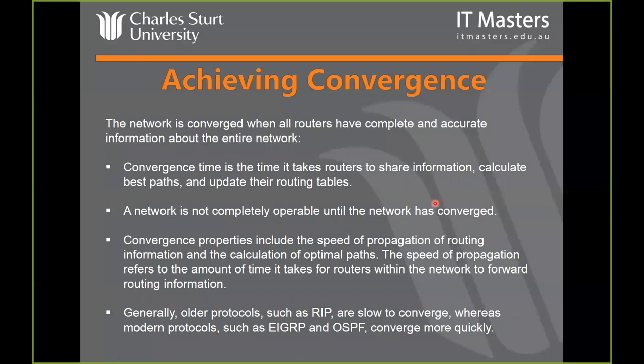So convergence is basically the time it takes for the network topology and routing tables to get to a balanced state. In other words, if you've got a network with, say, 5 routers, and you turn them all on and you configure OSPF on them all, and they're all starting to come up, they will take a time before they all have a complete picture of all the different routes and all the different information across that entire network. And that time to achieve that is known as the time to convergence.